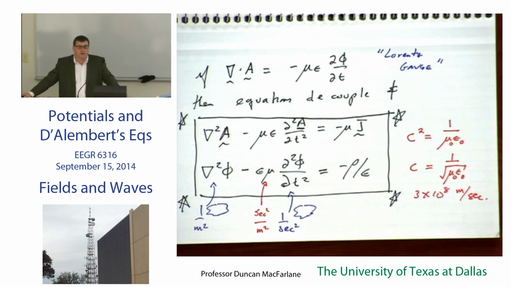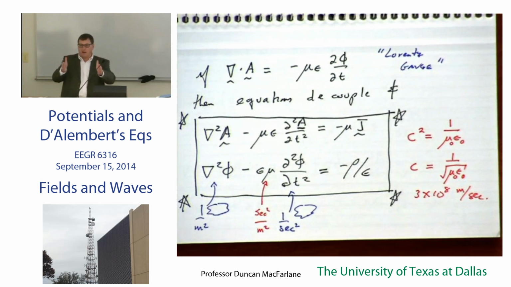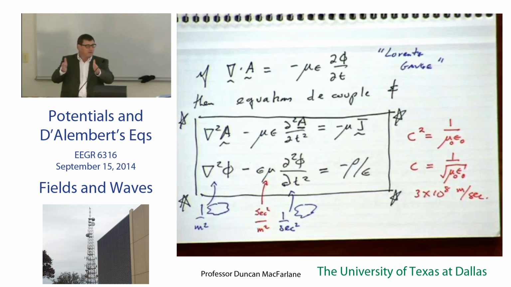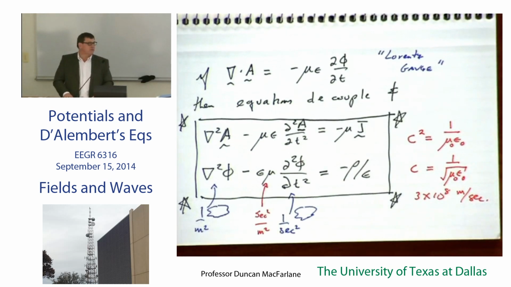So light moves a foot in a nanosecond. And I like that because this is about how long a foot is, and a nanosecond is a very, very common time. If you have a cell phone working at a gigahertz, the period of those signals is a nanosecond. And that's about how big the wavelength is, about how far the light travels in that distance.